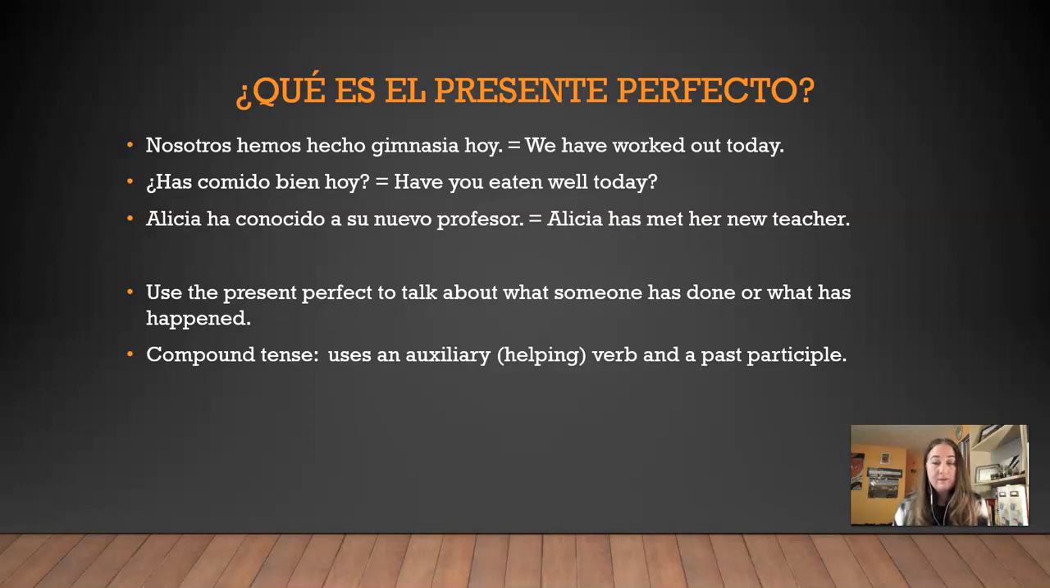The other compound tense you learned in the past was the present progressive. An example of that is estoy estudiando. You learned that back in Spanish 1. It has two parts, a form of estar, and an ando or yendo.